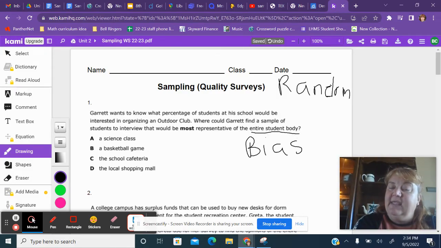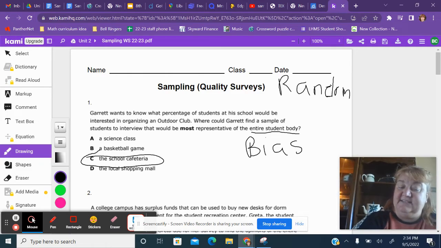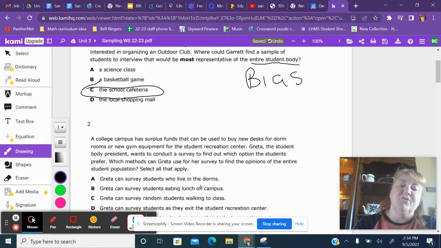Now, if he only went to the science class, then he's only going to be representing people who like science or who are in a science class. If he only went to a basketball game, he's only going to see people who play basketball. And if he went to the local shopping mall, he might find people who don't even go to his school. So the school cafeteria, because everyone eats in the cafeteria, would be a good choice for that. Let's go to the next one.